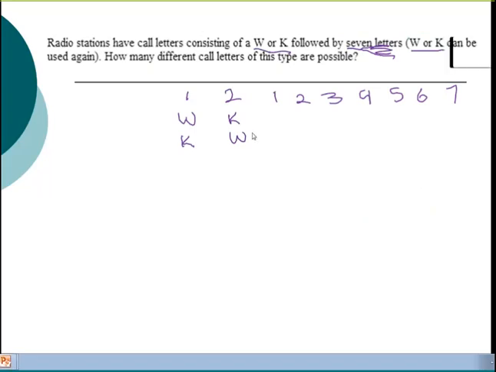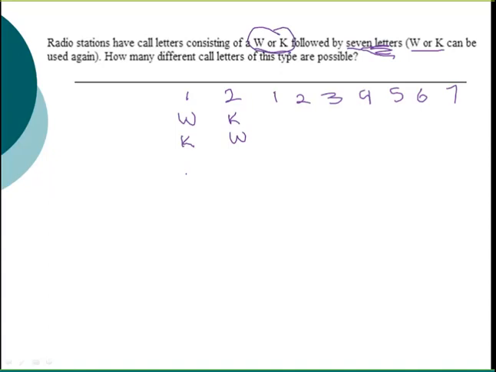So what that means is that in these first locations, it says a W or K, so it limits it by two things. It doesn't say that we can't use W again. I apologize. It says the radio stations have call letters consisting of a W or K, followed by seven letters. I'm sorry. Second position is gone. I made too many. Here we go. Sorry about that. So we've got the first position is W or K.